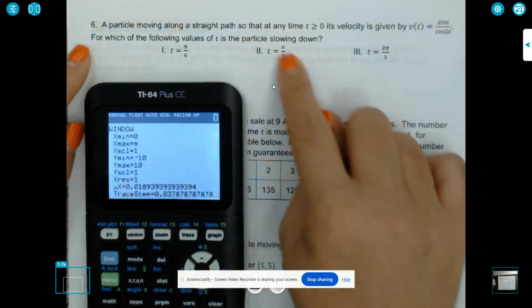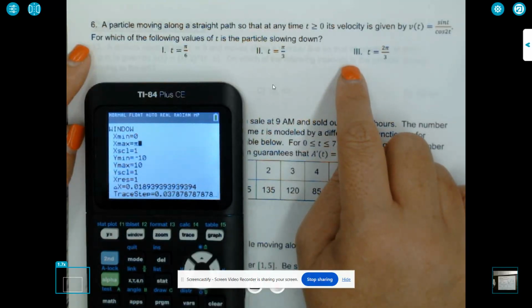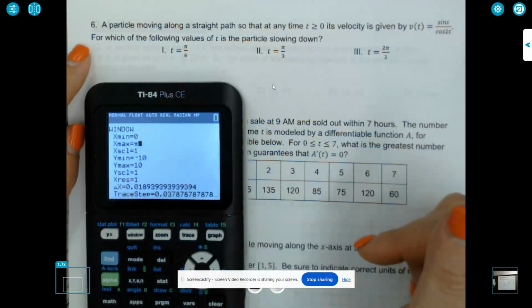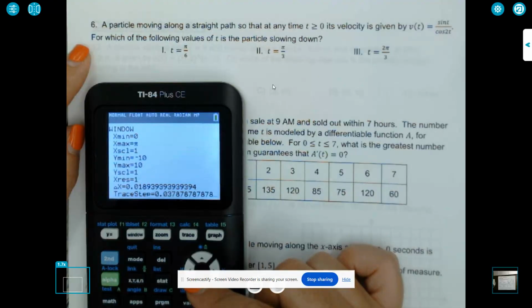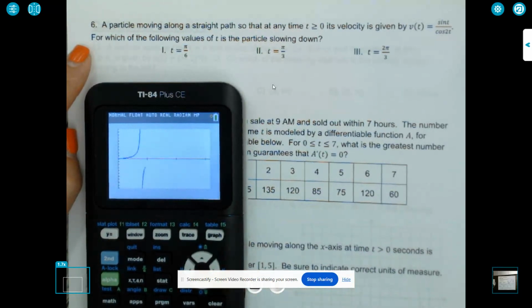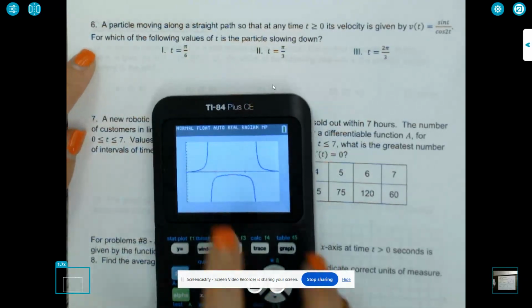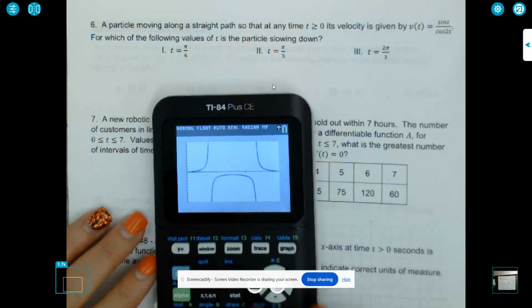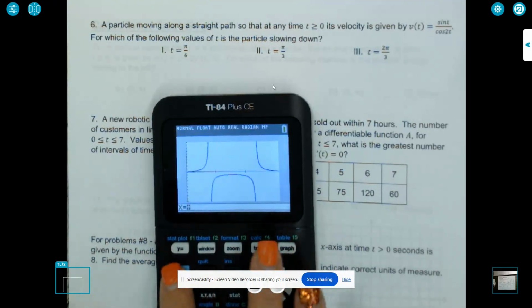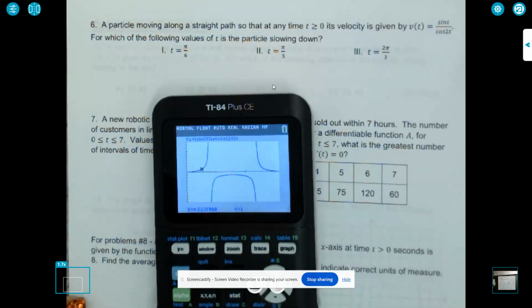And we want to know where it is slowing down. So we want velocity and acceleration to have different signs. You can keep your y whatever you want it to be. Let's graph it from here and see what happens. Okay, so here's my graph now. Then I'm just going to evaluate what happens at each one of these points. So at pi over 6, second calc, the value of pi over 6. Okay, so that's right there.